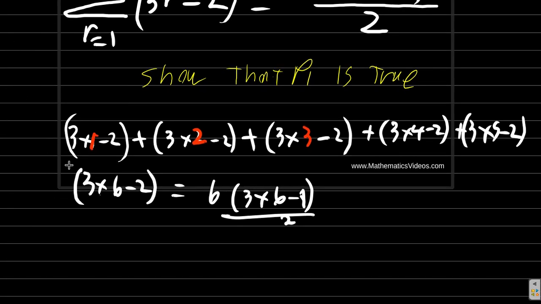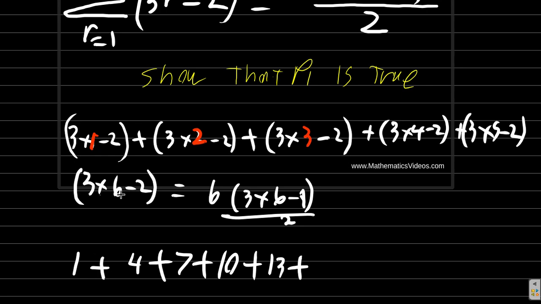So what you would have here then, 3 ones are 3. 3 minus 2 is 1, plus. 3 twos are 6. 6 minus 2 is 4, plus. 3 threes are 9. 9 minus 2 is 7, plus. 3 fours are 12. 12 minus 2 is 10, plus. 3 fives are 15. 15 minus 2 is 13, plus. 3 sixes are 18. 18 minus 2 is 16, and that's supposed to be equal to 6 times (3 times 6 minus 1) over 2. 3 sixes are 18. 18 minus 1 is 17. 6 times 17 over 2. Let's see if that would work.